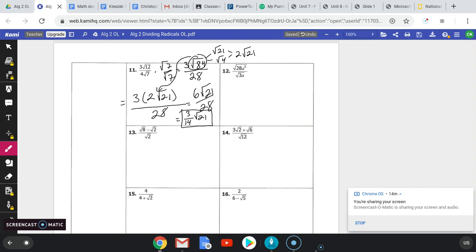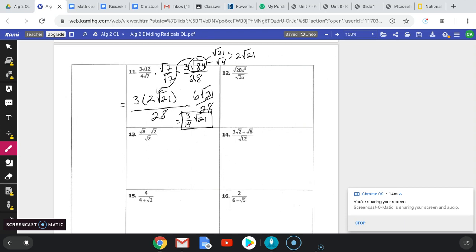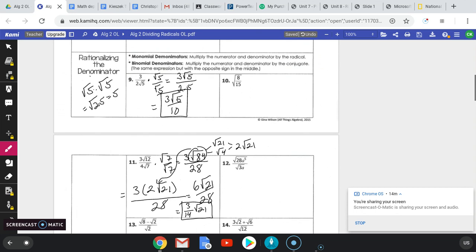Don't worry, you will not have something that complicated, nothing that I can think of at least, when we get to that unit of geometry. It'll be more like something like number 9.